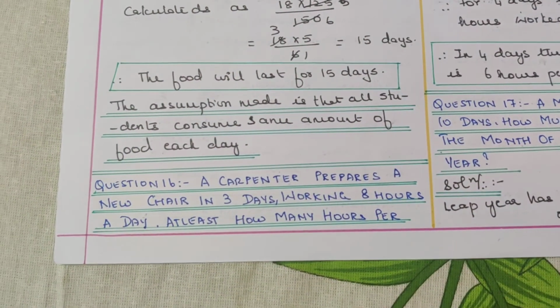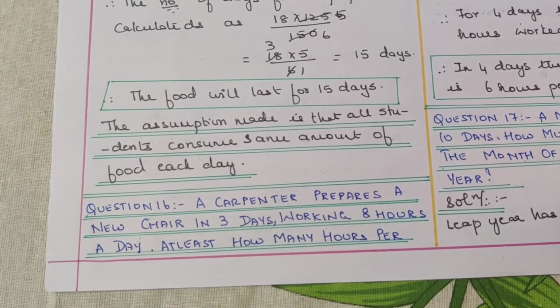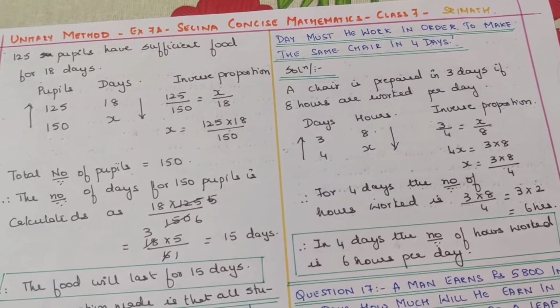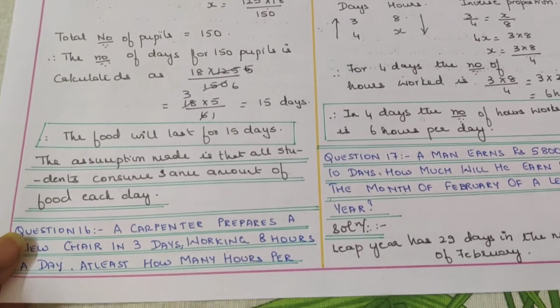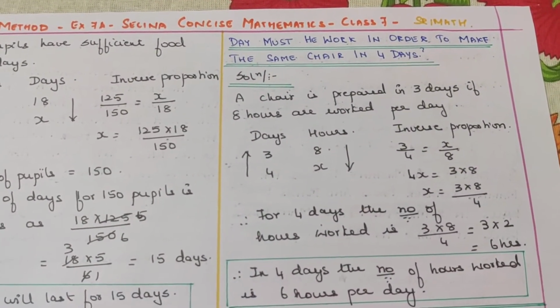A carpenter prepares a new chair in 3 days, working 8 hours a day. How many hours per day must be worked in order to make the chair in 4 days?